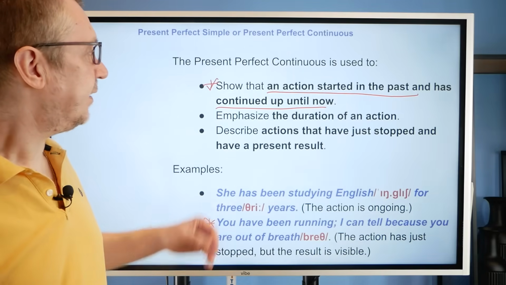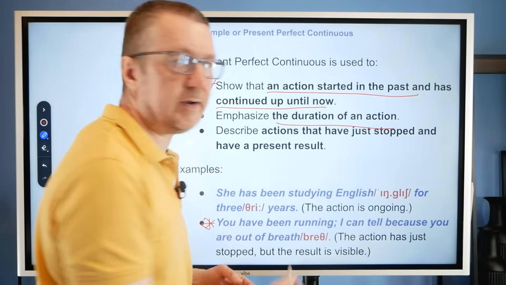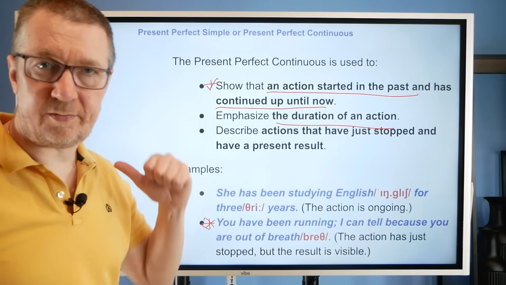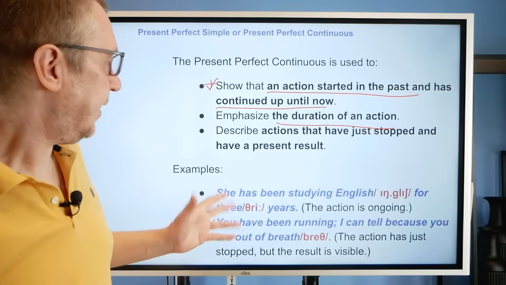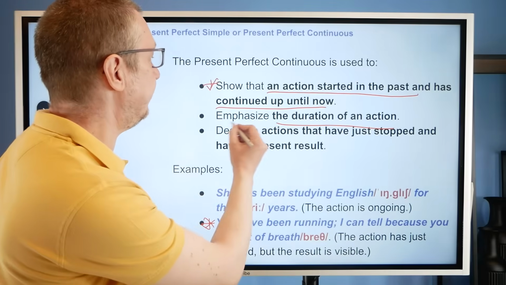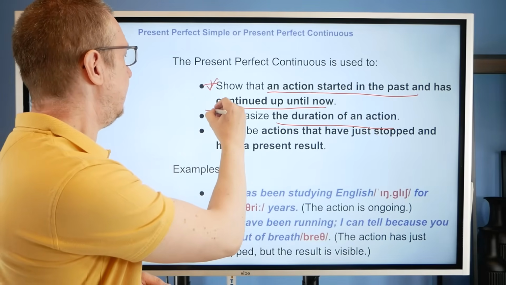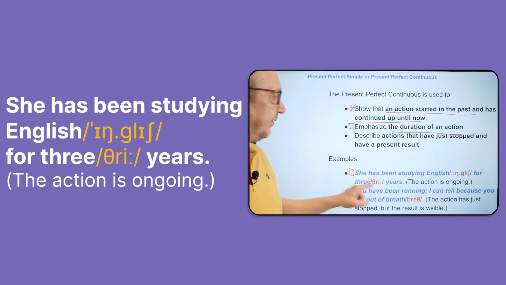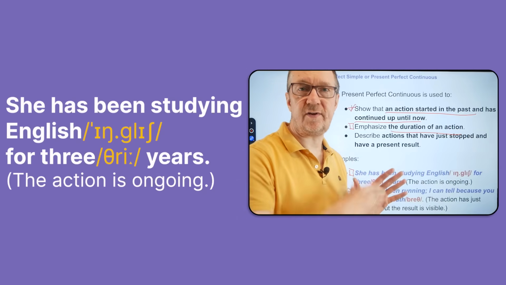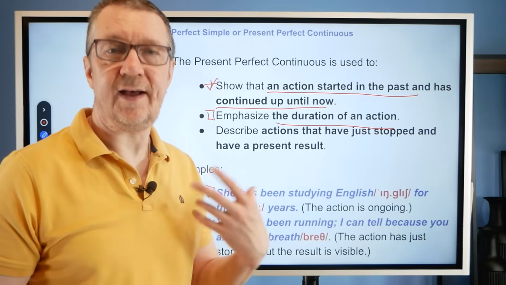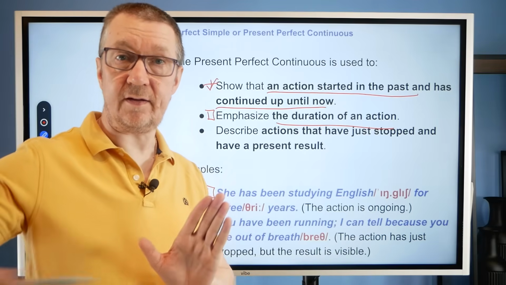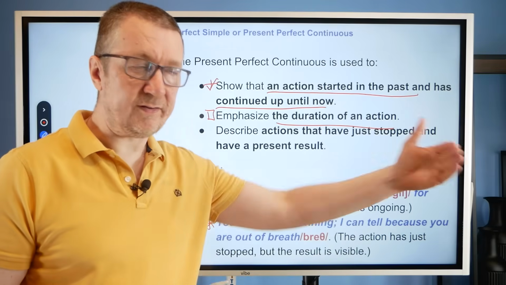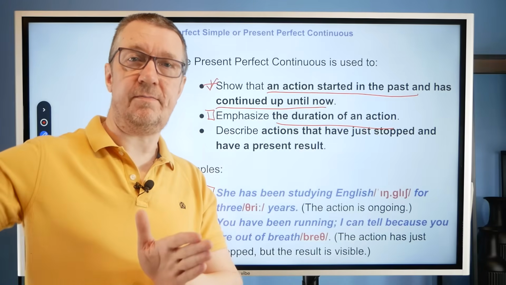Okay? So, emphasizing duration of an action. Remember the example we looked at on the other slide? She has been studying English for 3 years. The duration is 3 years. It's emphasizing that. She has been studying for 3 years. She may continue to study, but it has started in the past. It's going up until now, and it might go forward.